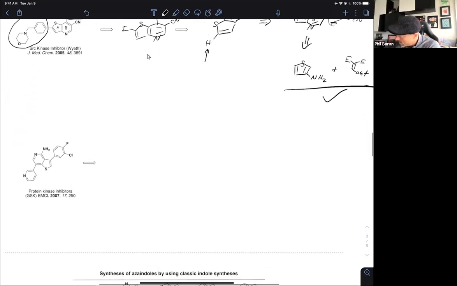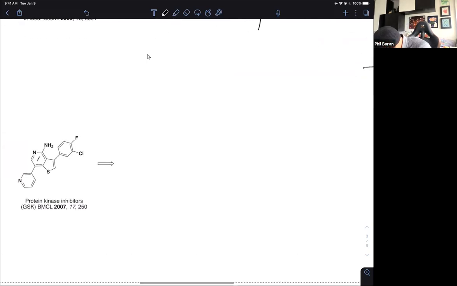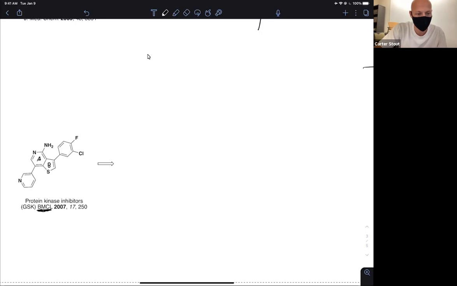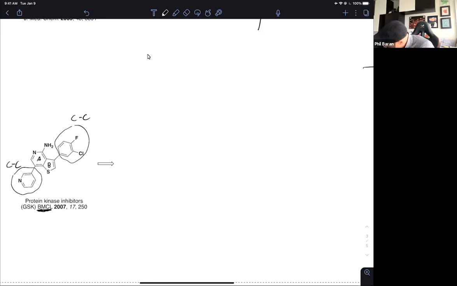Let's move on to this interesting little protein kinase inhibitor from GSK. And for this one, luckily we have Carter, who is going to help us out in thinking about how we might put this together pretty quickly and thinking about it from a medicinal chemistry standpoint, because this is a BMCL paper. So what groups do we think we can excise out of here pretty quickly? I think you could remove both extraneous aryl groups. And that leads us to something like this.